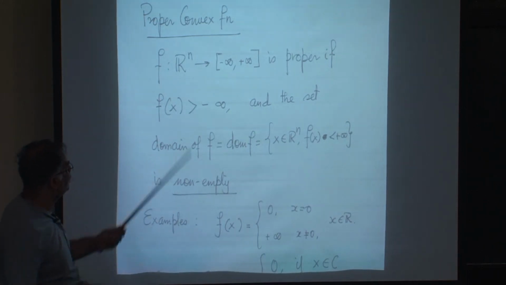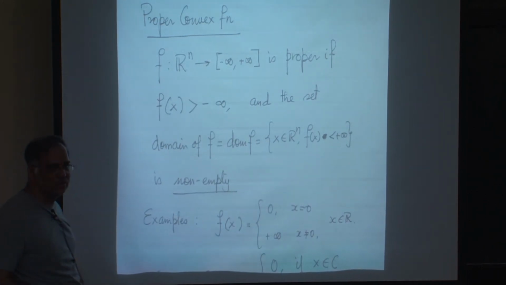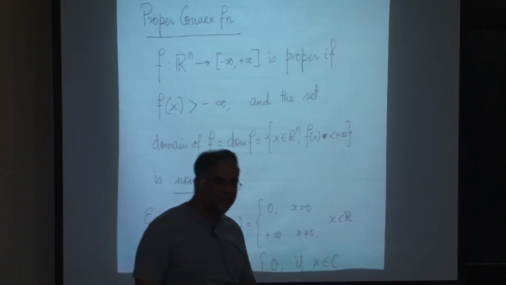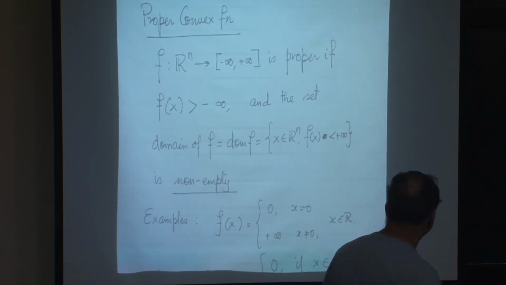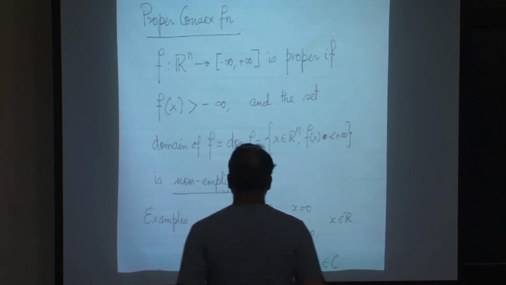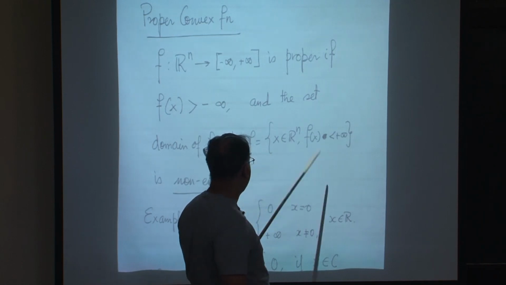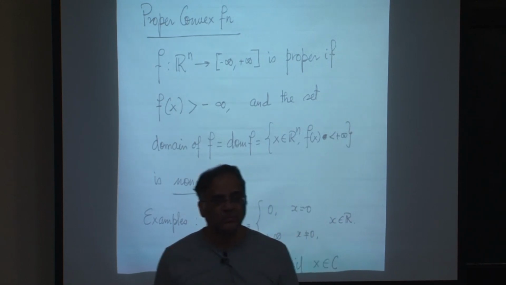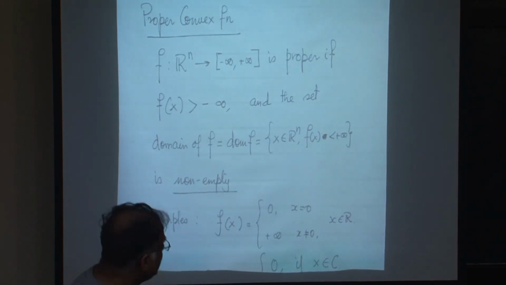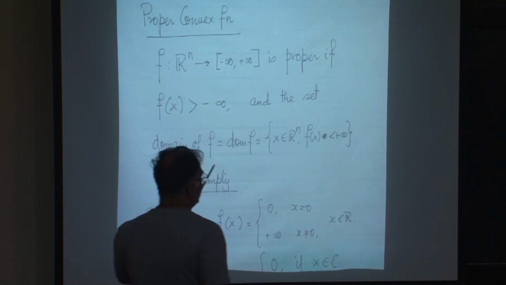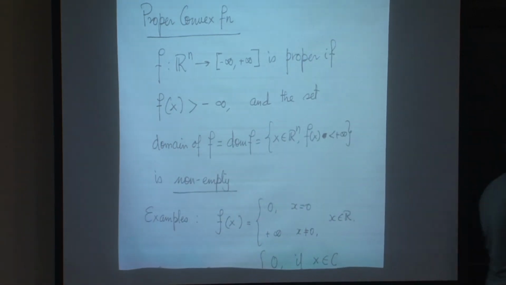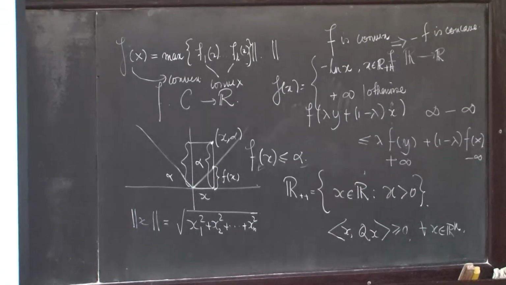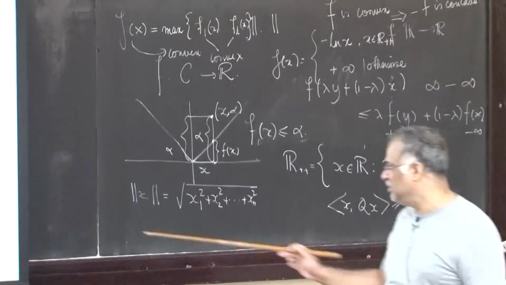So a function is said to be proper if the following holds. That is, if f(x) is strictly greater than minus infinity, that is, f(x) never takes the value minus infinity, and it can take the value plus infinity, there exists an x in Rn for which f(x) is finite. The set of all x for which f(x) is finite is called the domain of f. So the domain of f for this function is R plus plus. We will give some more examples. For example, this is a simple example.